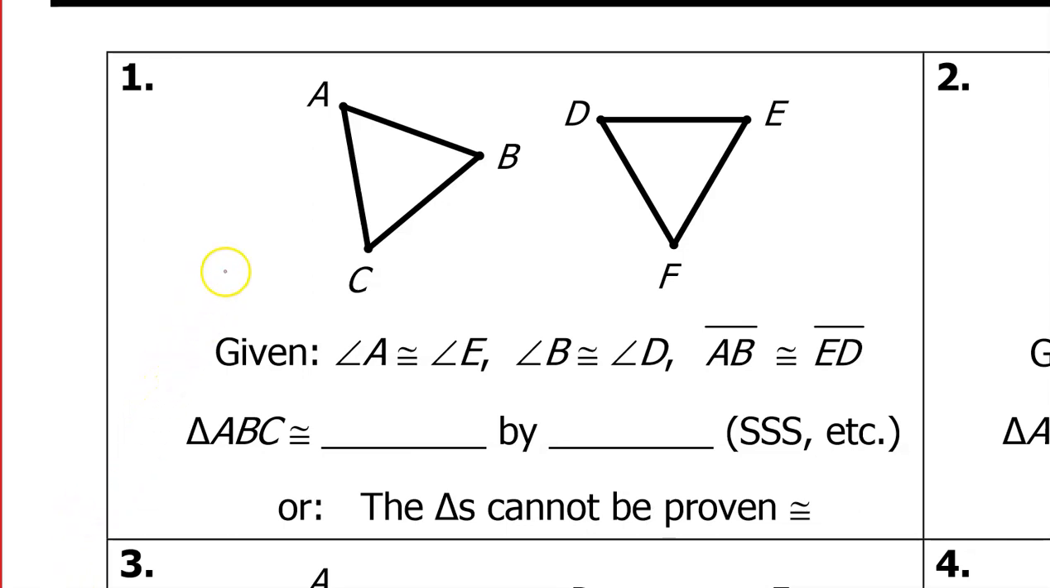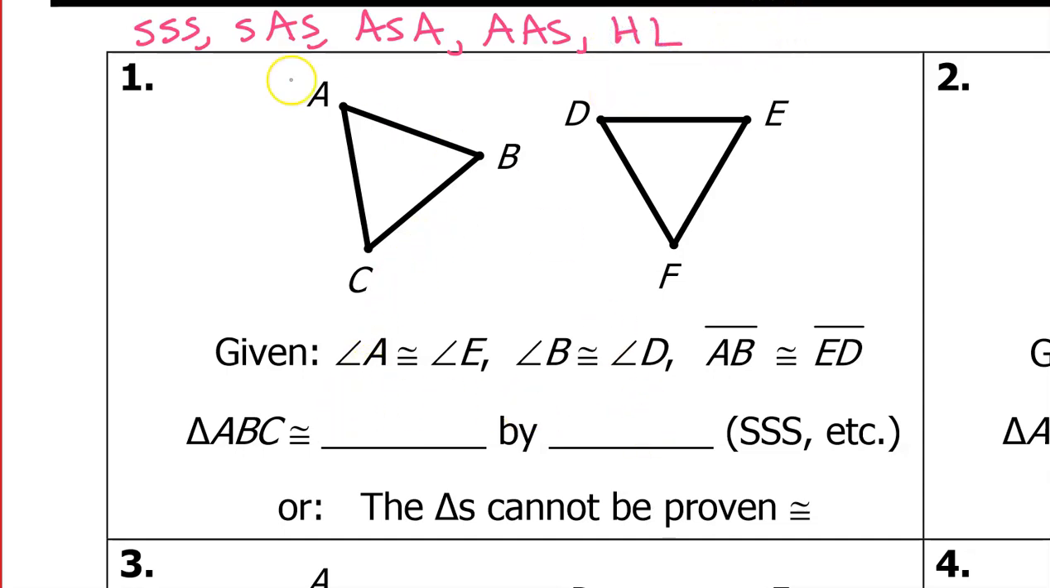In this video, I will show you how to choose which reason proves that two triangles are congruent. So for example, the options are side, side, side; side, angle, side; angle, side, angle; angle, angle, side; and hypotenuse leg.